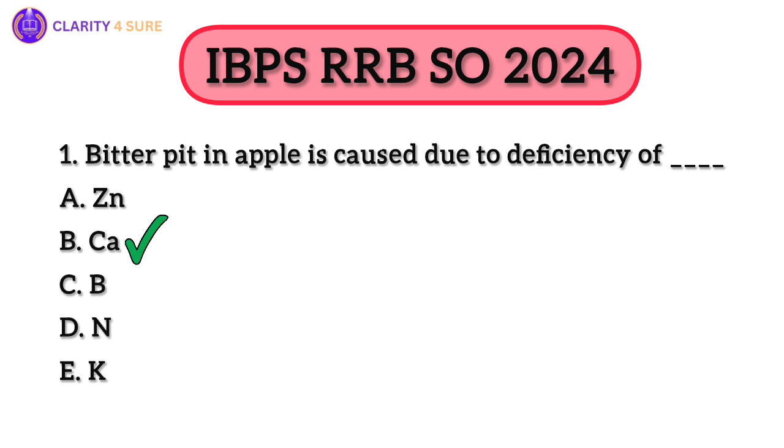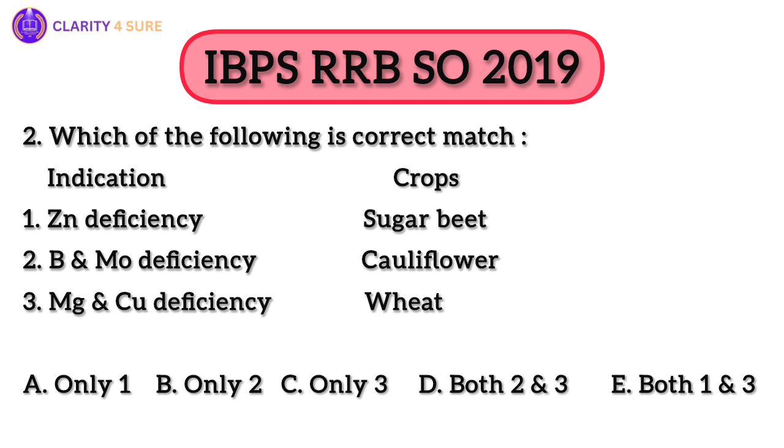The correct answer is calcium. If you would have paid attention in part 1 of the series, you would have easily answered this. Now we have the next question. This is also from IBPS RRB SO. You can see that on the left hand side you have certain indications of certain deficiencies, and on the right hand side you have some crops. You have to match the following. It's a little bit complex, but let's see how many of you can do it.